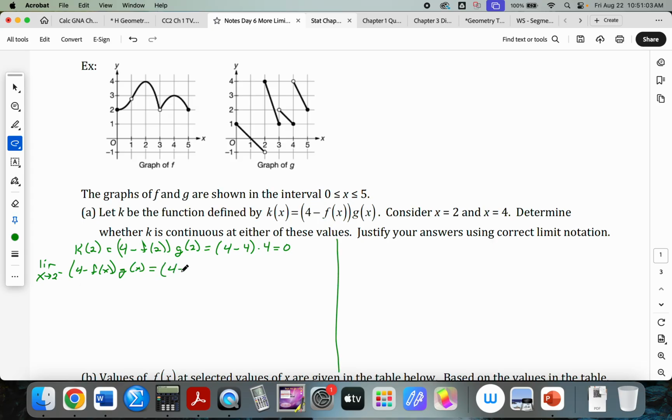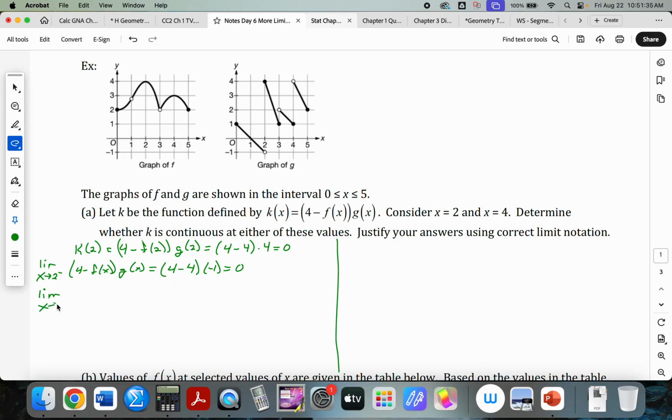So that's going to be 4 minus. As x approaches 2 from the left, what does f of x approach? 4. And as x approaches 2 from the left, what does g of x approach? -1. But we're okay with that because that's still 0. Looking good so far.